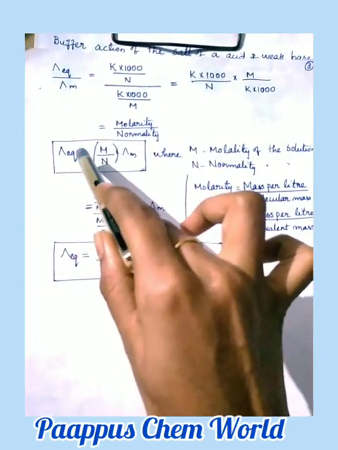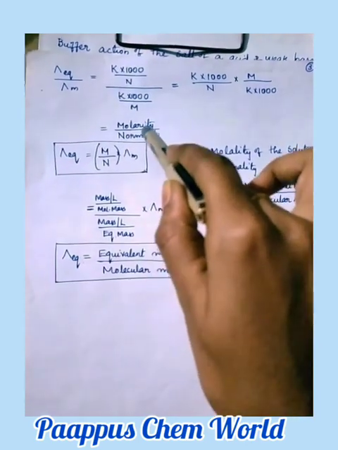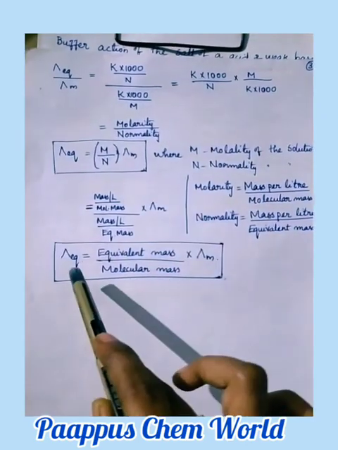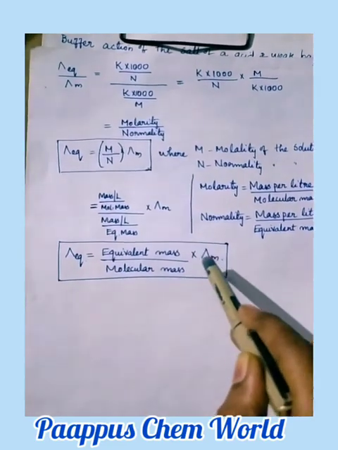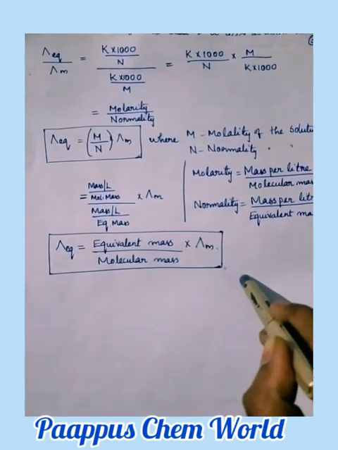Equivalent conductance is equal to molarity by normality into molar conductance, or the equivalent conductance equals equivalent mass divided by molecular mass into molar conductivity.